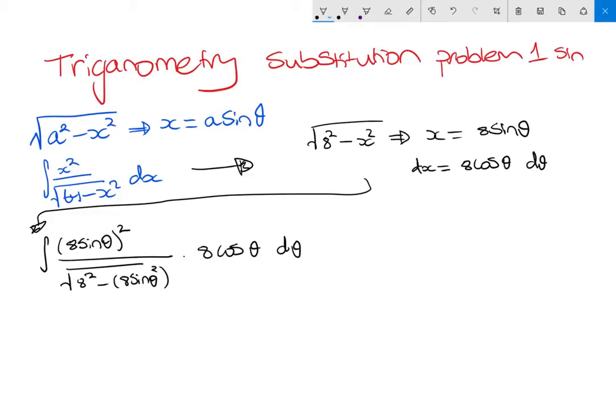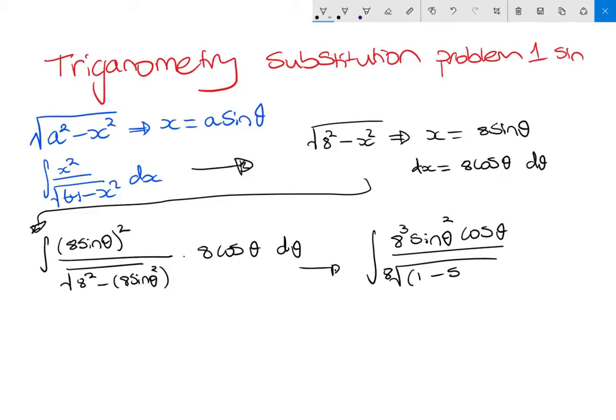Further on, we try to simplify this form, and how this becomes is 8 squared times 8, which becomes 8 cubed times sine theta squared times cos theta, over, what we do now, 8 squared, and this is already 8 squared, so because 8 squared is a common factor, we take it out of the root and it becomes 8, and this becomes 1 minus sine theta squared, with respect to d theta.